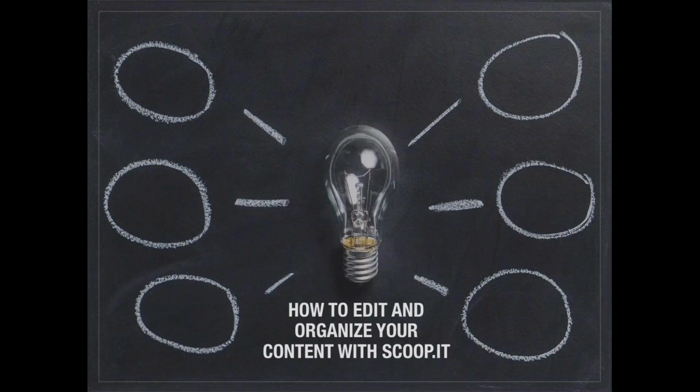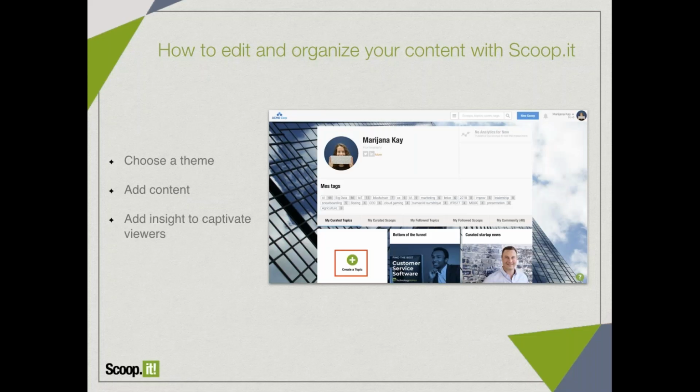Now we're going to move on to the second part and see how to edit and organize your content with Scoop.it. So everything starts here. You need to view your topic as a version of your website. You create your topic or topics on the themes that you're passionate about, and then start curating content by using the various methods, suggestions, copying a link, or the bookmarklet. Add your insight to attract and retain viewers. You're also going to be able to create engagement through comments and rescoops.